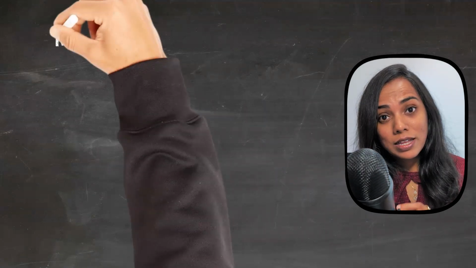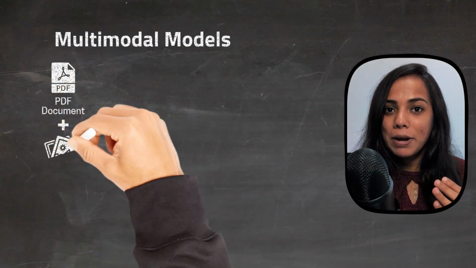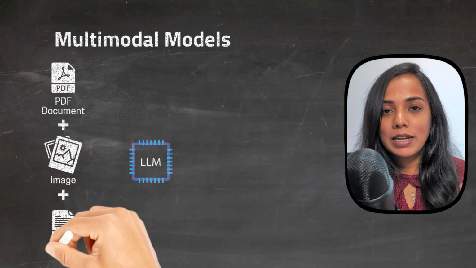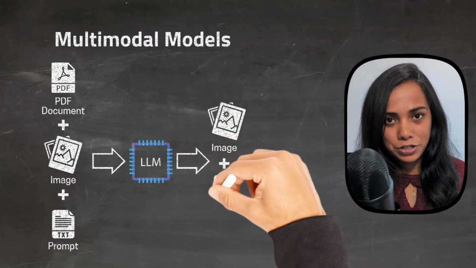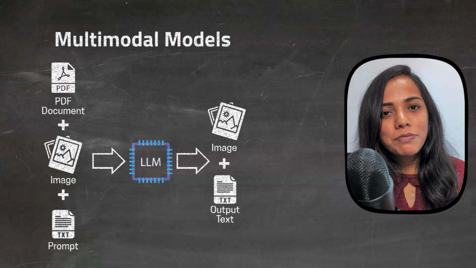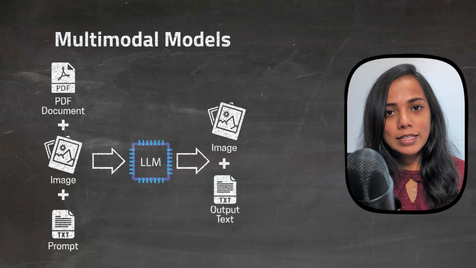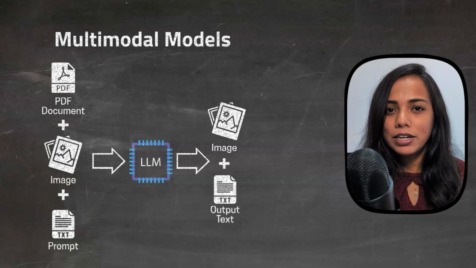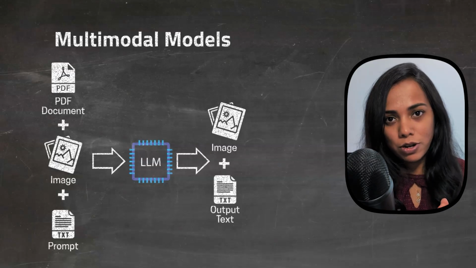Multimodal models are AI systems that can process and generate multiple types of data, like text, images, audio, and even video. Instead of being limited to just one form of input, such as text, these models can seamlessly integrate various data formats to give you the outputs that you want.